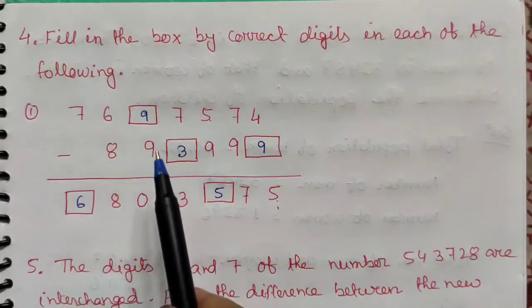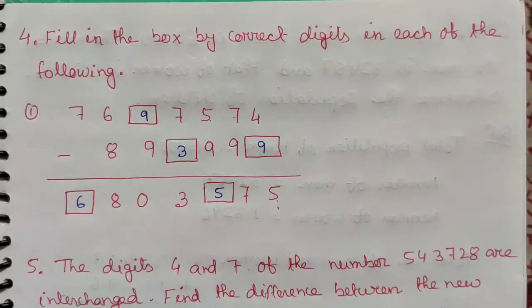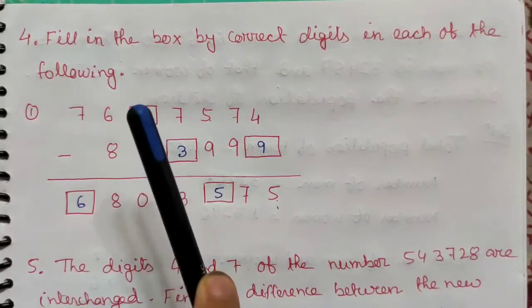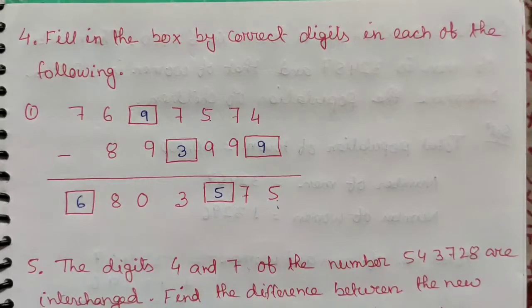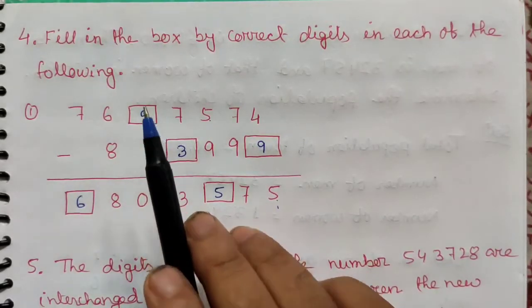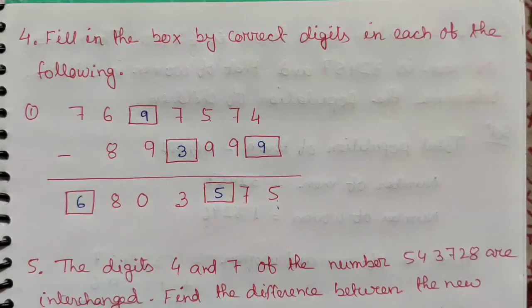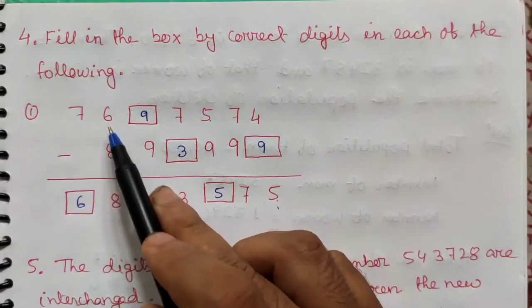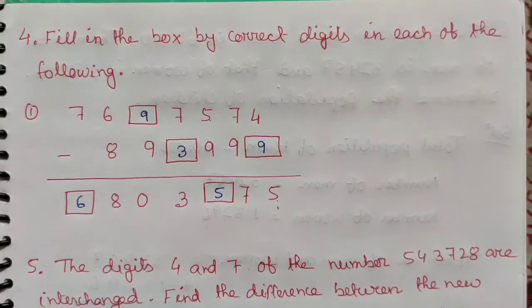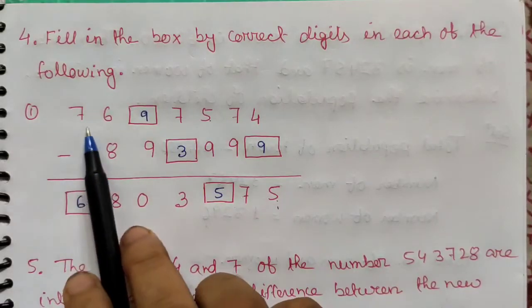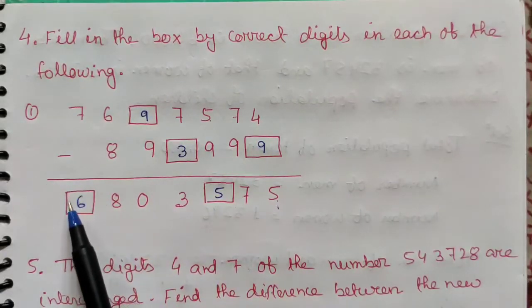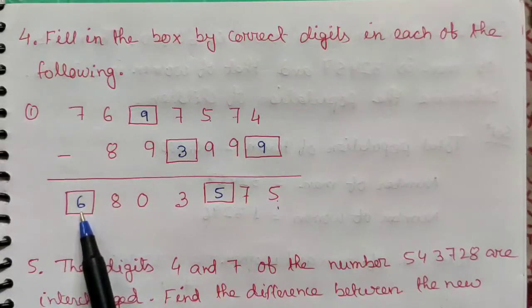Now how will we find the next? Look. For a minute, forget about this box. You think that there is no box like that. So we will move to our next number, that is 76. 6 minus 8. Is it possible, 6 minus 8? No, it is not possible. So it will be 16. 16 minus 8 is what? 8. So here what is left? 6.